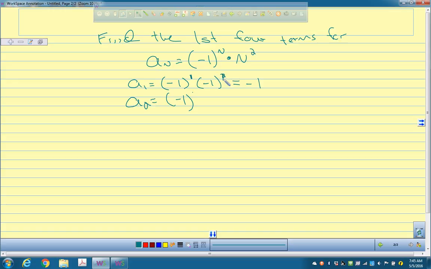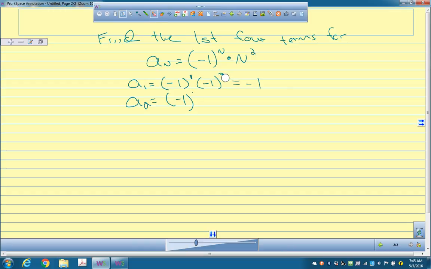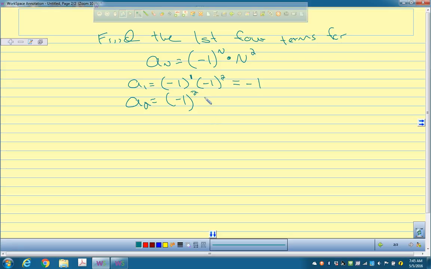Whoops, I wrote 2, I meant 1. Wait a minute. Oh, no, that's 2. Let me fix that for our home viewers. Good. A sub 2, -1 to the what power? 2 power, because this is n, times 2 to the second power, which is what? What would I get if I multiplied that out?